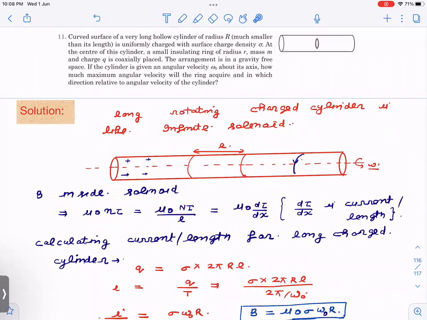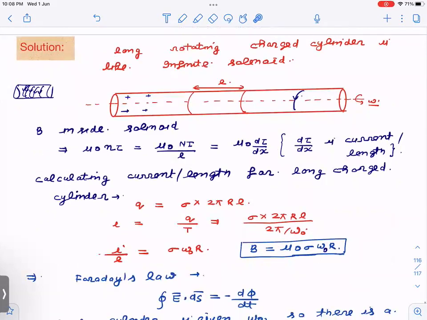Now, what is n i? See, the diagram of a solenoid is something like this. This is i, this is i, this is i, this is i. So i is the current in one turn. If you combine all the turns, then the total current becomes N i, and the total length is L. So this is basically what I'm writing as di by dx, current per unit length. Remember this also. Now keep this in mind, we'll calculate the formula for a long rotating charged cylinder.